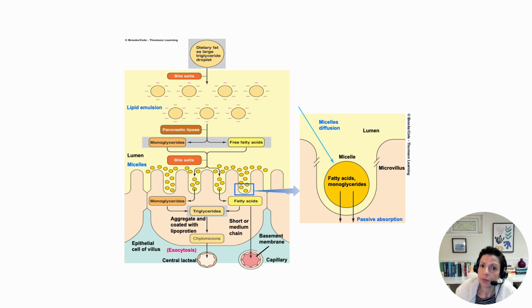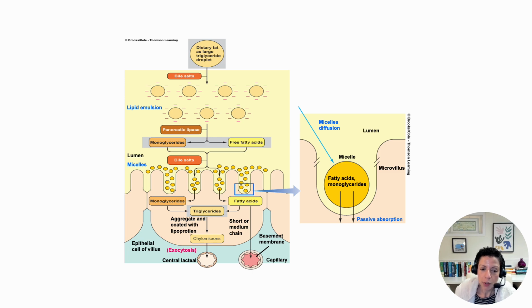So the first step, the first two steps actually, we already kind of talked about. The first step was the emulsification of fat. And that was where we had those large droplets of fat that, through intestinal mixing, we broke up into smaller droplets of fat. Then those small droplets of fat were mixed with bile salts so that they wouldn't reform, right? And so we had these lipid emulsion droplets. Then those lipid emulsion droplets were incorporated with pancreatic lipase.